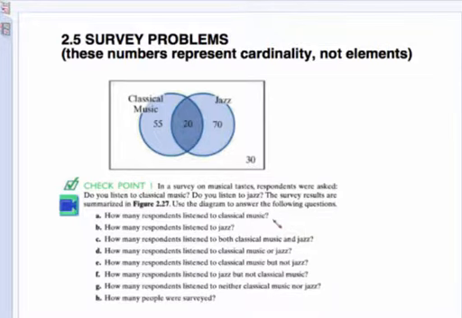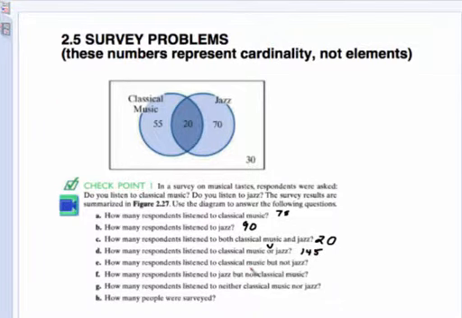How many respondents listen to classical music? Classical music is all of these people here, which is 75. How many listen to jazz? That's this grouping right in here, which is 90. Now it says how many listen to both classical music and jazz? That's these people here in the middle, which is 20. How many listen to classical music or jazz? Remember, or means union, so we are uniting all of these. So add all this up, 75 plus 70 is 145.